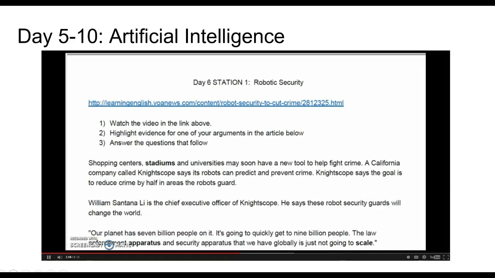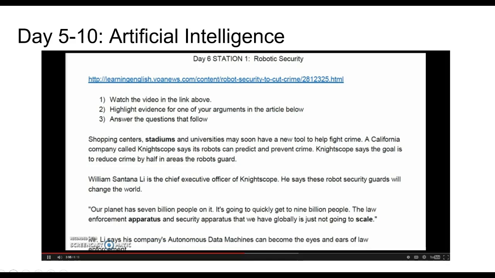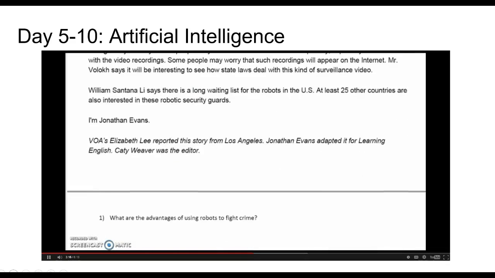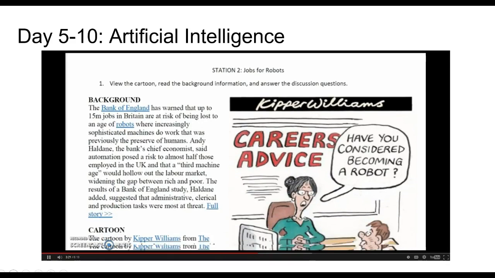Then the students are going to split up into small groups and go through several stations that show the benefits and the dangers of artificial intelligence. The first station is on artificial intelligence in security systems. There's a short video that goes with it and some questions. The second one is jobs for robots with artificial intelligence and some of the benefits and some of the dangers of that.